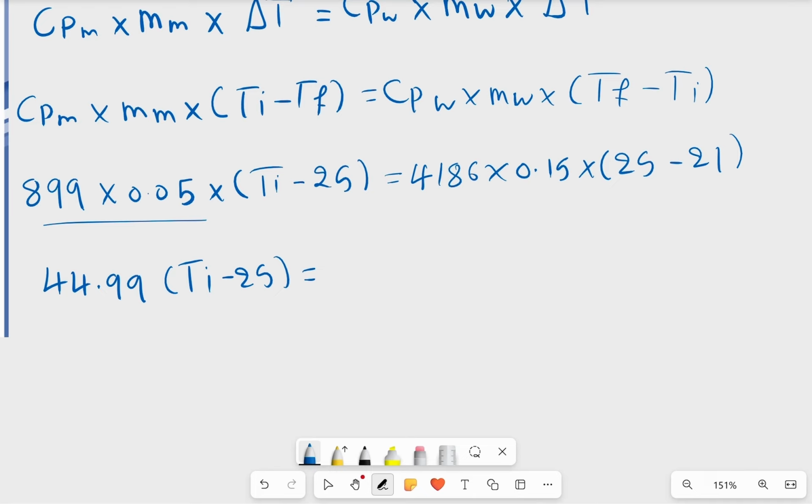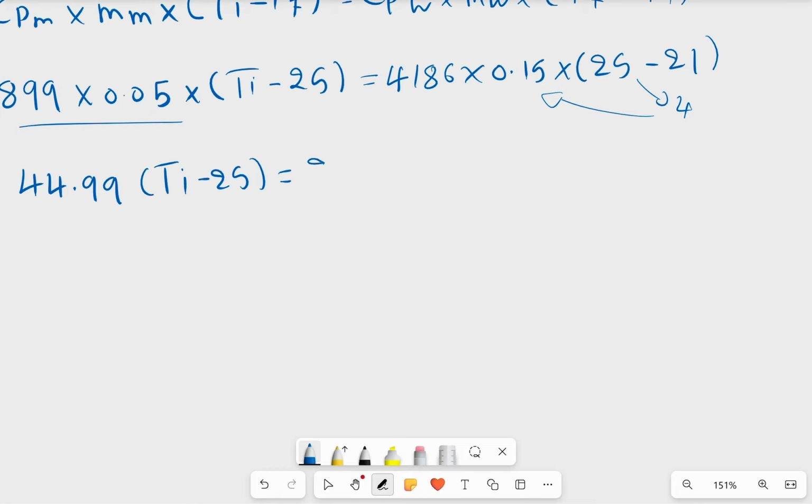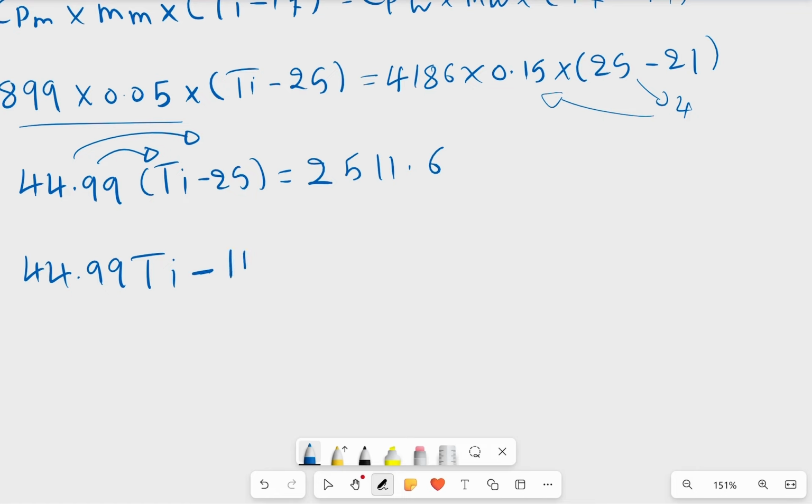Then this one is equal to 4,186 times 0.15 times 25 minus 21. Multiplied together, you should get 2,511.6. Then multiply this one by this one and by this one too. So you get 44.99 T initial minus, again, this one multiplied by this one, 1,123.75, is equal to 2,511.6.